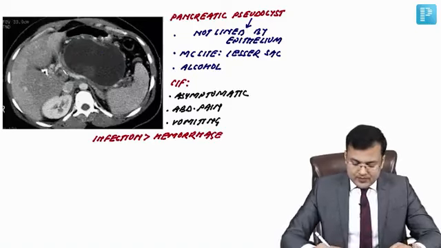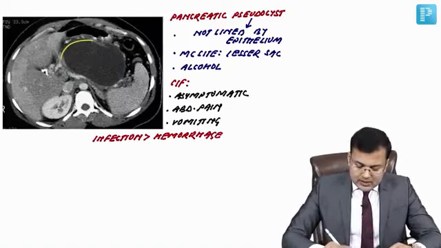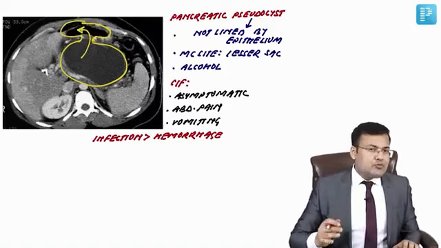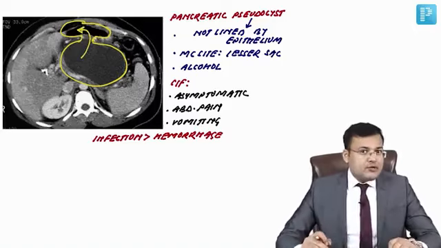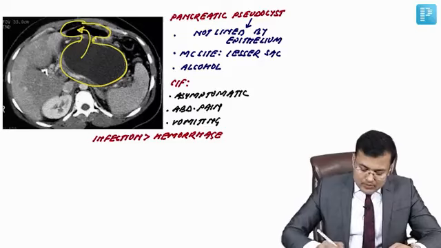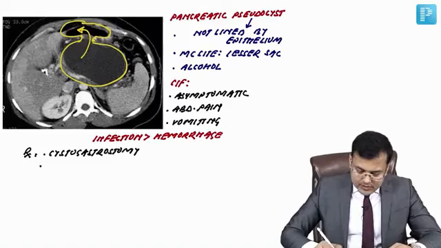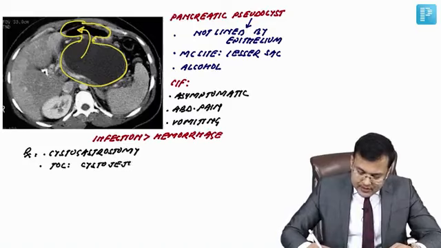What are the treatment options? The most popular procedure: this is the cyst and this is the stomach. We create a communication between these two structures. So this is cystogastrostomy. This is the most popular procedure, but the treatment of choice is cystojejunostomy. So two options in the treatment: cystogastrostomy, the most popular procedure, and cystojejunostomy, the treatment of choice.